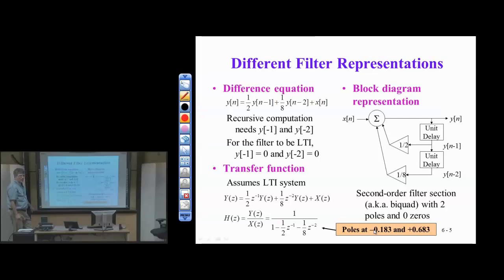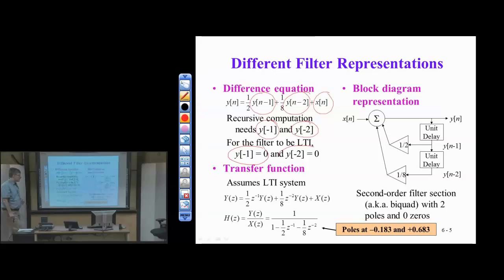So now my difference equation is the current output value is 1/2 of the previous output value plus 1/8 of the output 2 samples ago plus the current input signal sample value. We can still do recursive computation on this. I now need 2 initial conditions, y of minus 1 and y of minus 2. For the filter to be linear and time invariant, a necessary condition here is the initial conditions must be 0. So we have to make sure that they're set to 0. And again, these initial conditions correspond to the delay blocks in the block diagram. We'll get to that in just a second.